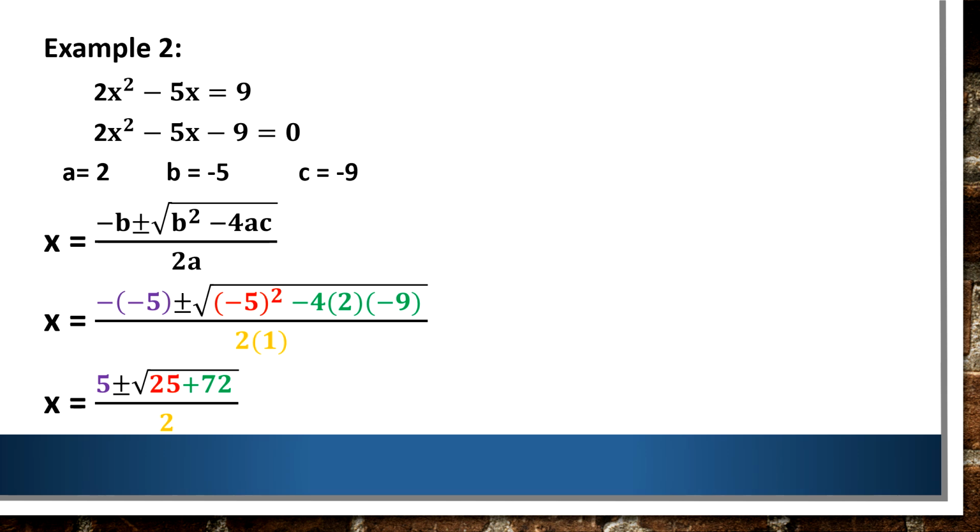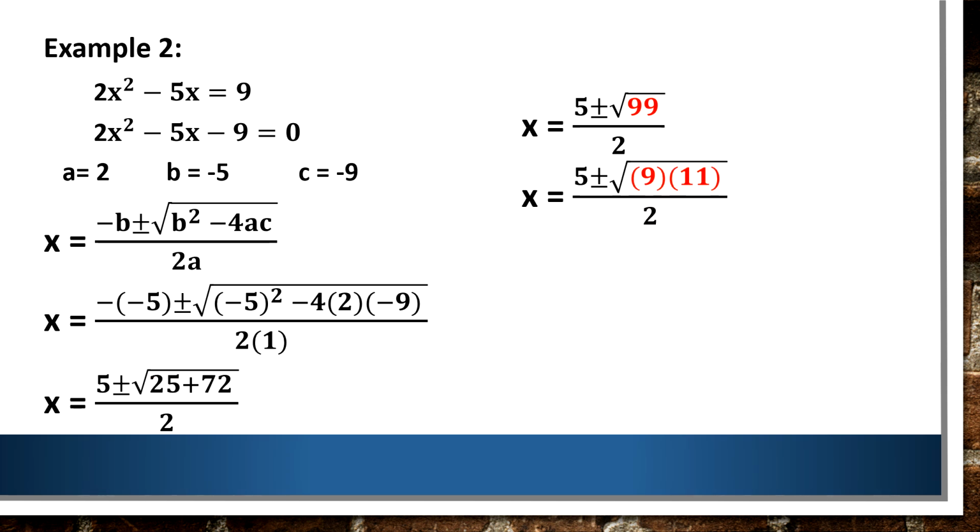Next, add 25 and 72. 25 plus 72, 99. Then get the square root. But 99 is not a perfect square, but it has a perfect square factor, which is 9. Then let's factor 9 times 11. Then get the square root of 9, which is 3. But 11 is still inside the radical.